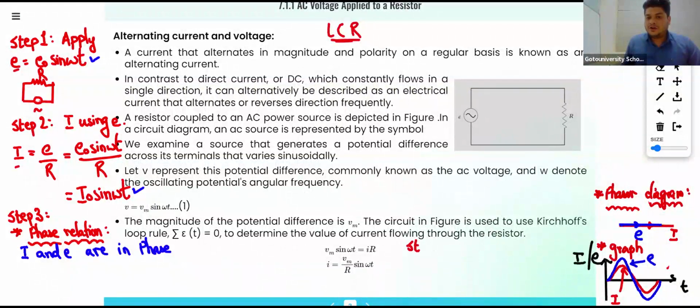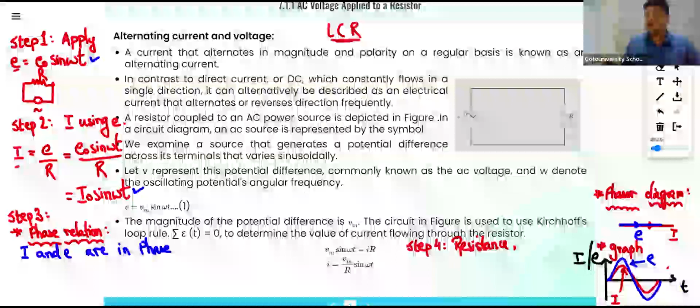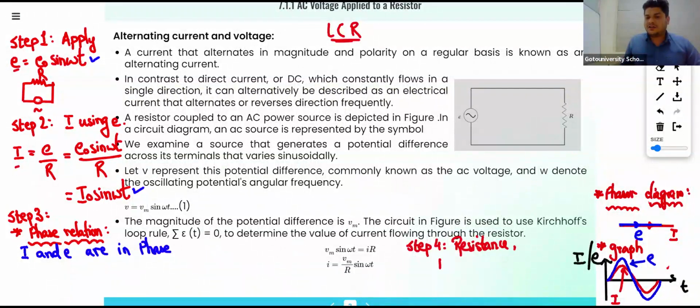The villain of alternating quantity. Step 4, villain. Who is villain in this case? Resistance. As per Ohm's law, V is equal to IR. So R will be equal to V upon I, right? V means E.